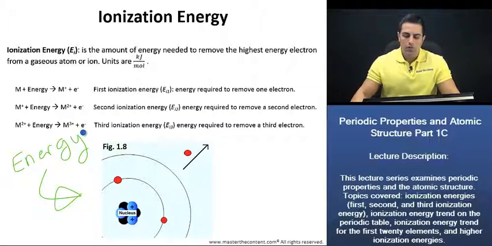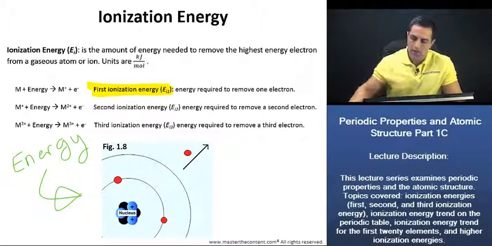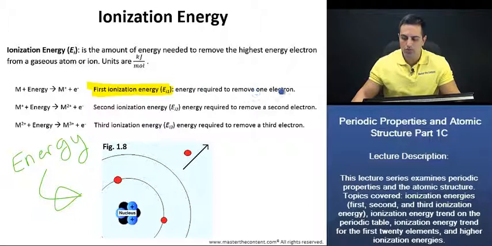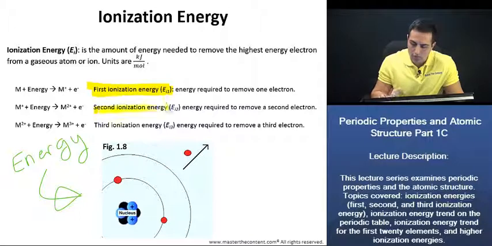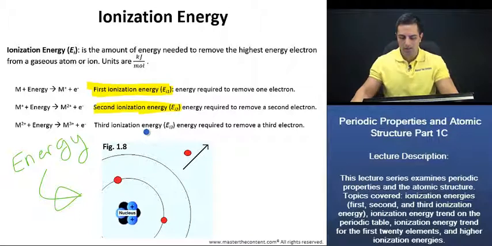Now, one other thing that we should note is the amount of energy required to remove that first electron, right? That's known as your first ionization energy. So that's going to be the energy required to remove one electron. Now, the amount of energy required to remove that second electron, that's known as your second ionization energy, and so on for the third ionization energy. And furthermore, the second ionization energy is always going to be higher than the first ionization energy because it's harder to remove that second electron. And we'll discuss why in just a few slides.